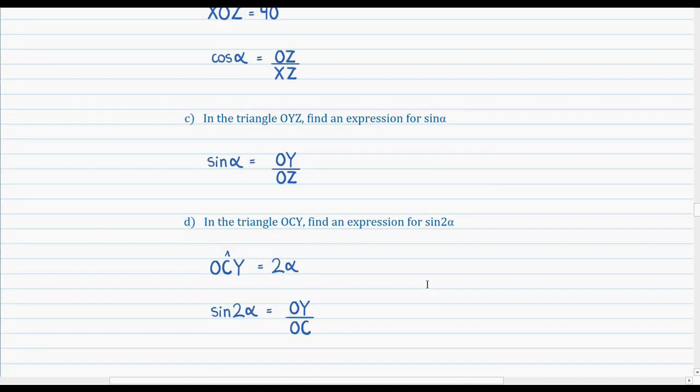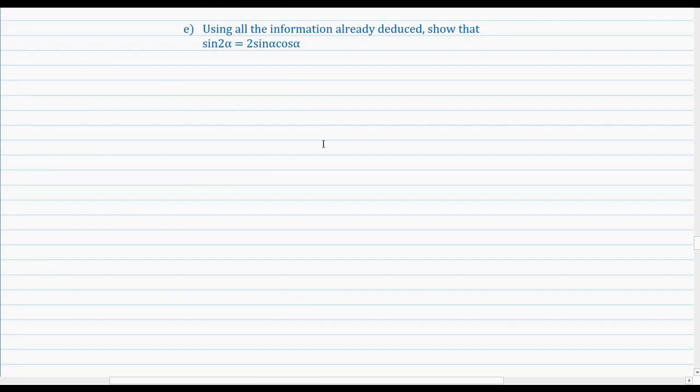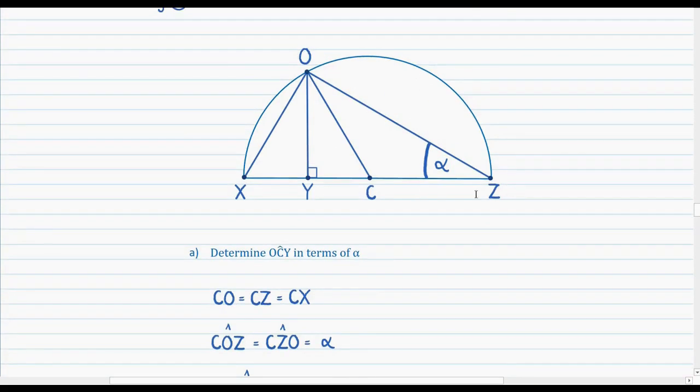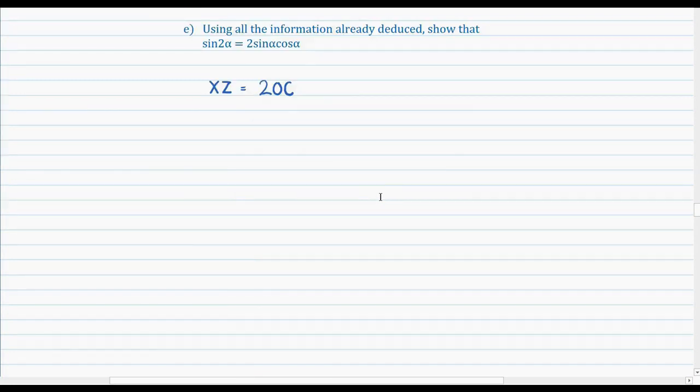Then we can look at the final part of the question. Using all the information already deduced, show that sine 2 alpha is equal to 2 sine alpha cos alpha. The key to answering this question is first noticing that XZ, which is the diameter, is double the length of OC, which is the radius. Therefore, XZ equals 2 times OC, or in other words, OC is equal to half XZ. And from the previous part, we noted that sine 2 alpha is equal to OY over OC.